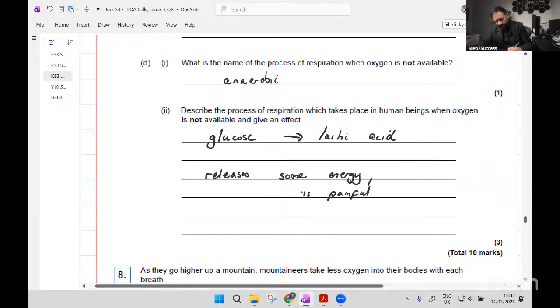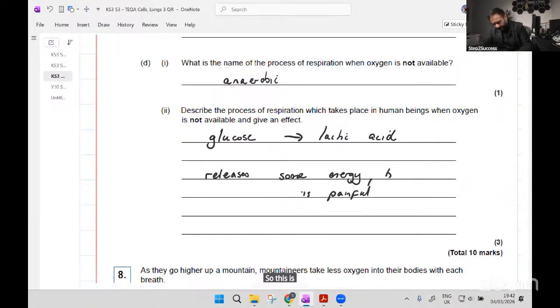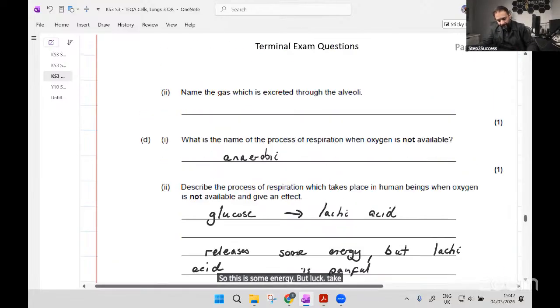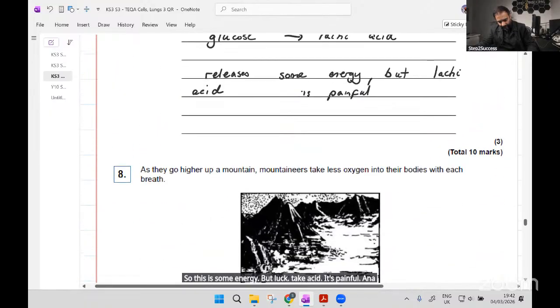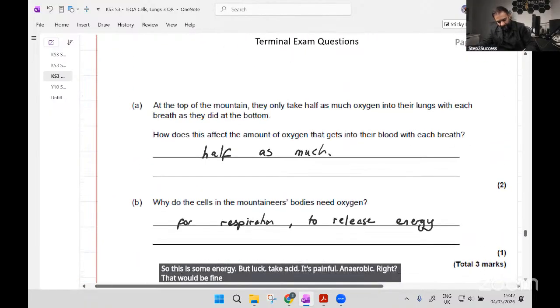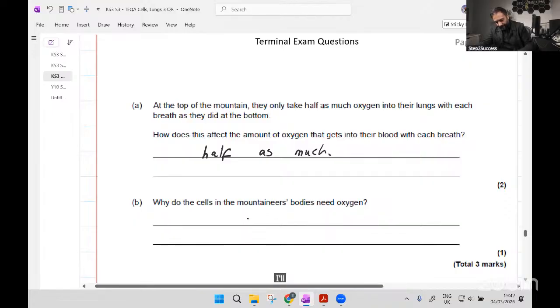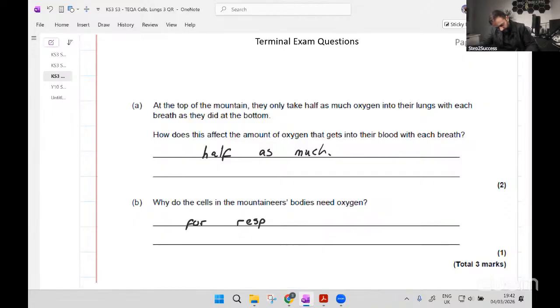So it releases some energy, but lactic acid is painful. Anaerobic, right? That would be fine. Half as much. Let's write that again. Okay, half as much. Yep, fine.